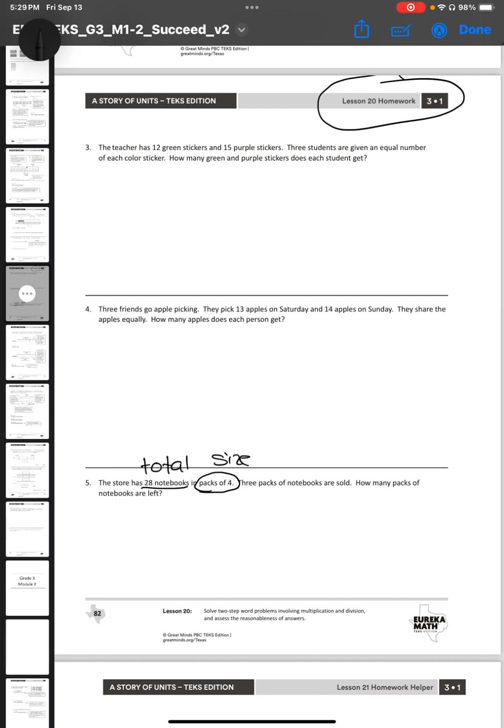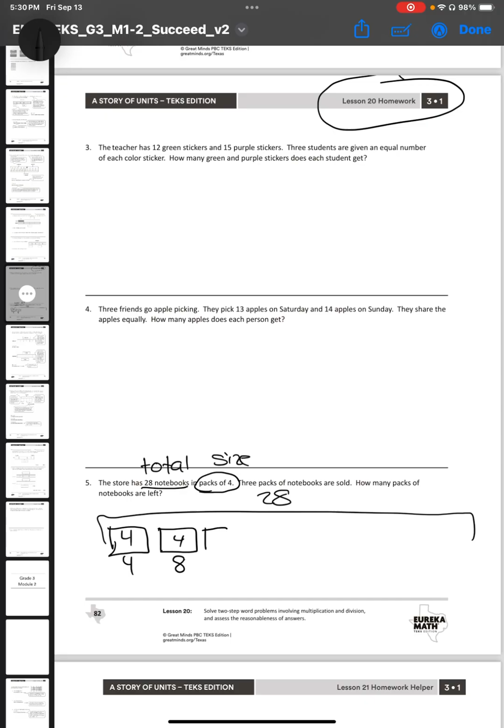Well, I can't determine how many packs of notebooks are left until I figure out how many packs they started with. So what I know is there are a total of 28 notebooks, and they're being sold in packs of 4. So here's one pack. One pack of 4 does not give me 28 notebooks, it gives me 4 notebooks. So I'm going to need a second pack of 4. Now I'm at a total of 8 notebooks, and notice I'm going to keep a running list along the bottom to keep me organized and on track. Another pack of 4 will give me 12 total notebooks. Another pack of 4 will give me 16.